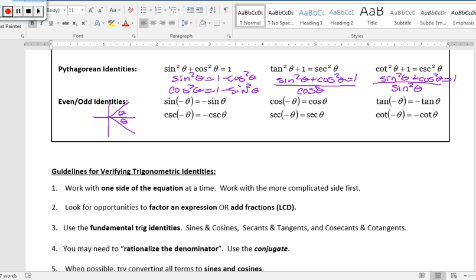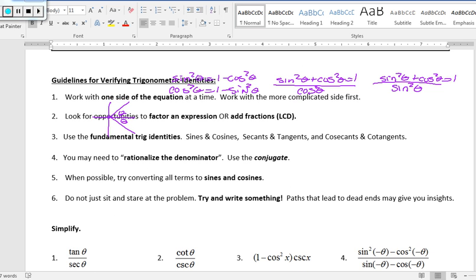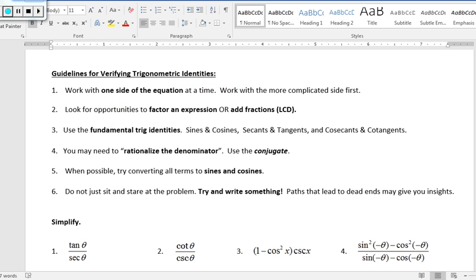This is going to be a little bit of a rough lesson because there's no algorithm here. You're just going to have to follow some simple rules and give these a try. We're going to work on one side of the equation at a time. We're going to look for things like being able to factor. I'm going to use those fundamental trig identities that I just spoke of. We may have to rationalize denominators, and we're going to use the conjugate there. I would consider number 5 and 6 probably my first go-tos. Try converting everything to sines and cosines at first. But most importantly, do not just sit and stare at the problem. You need to try and write something.